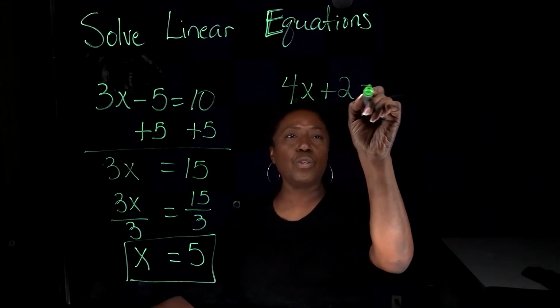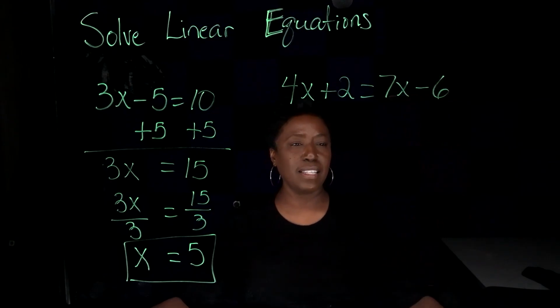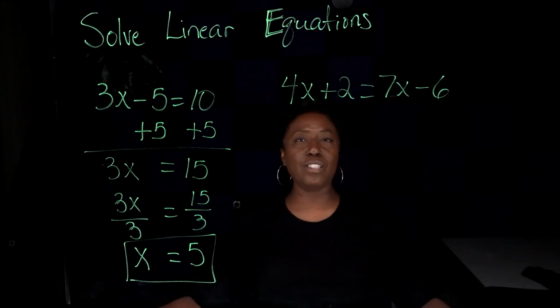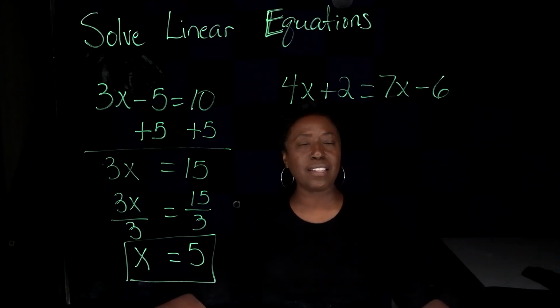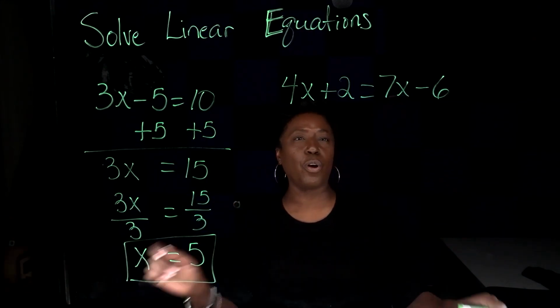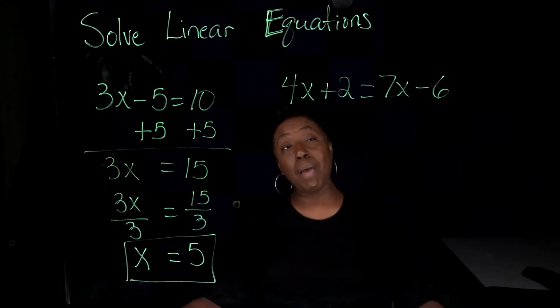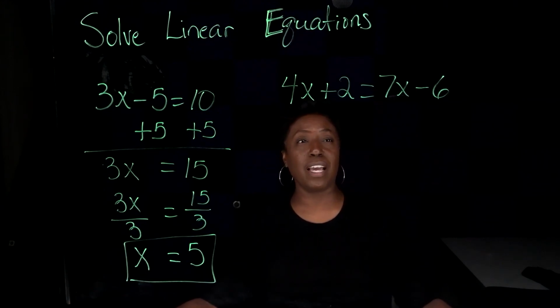4x plus 2 is equal to 7x minus 6. Here again, we want to isolate our variable. This time we have variable terms on both sides of the equation, the 4x and the 7x, as well as our constant terms on both sides of our equal sign. So, doesn't matter, let's put our variable terms together.